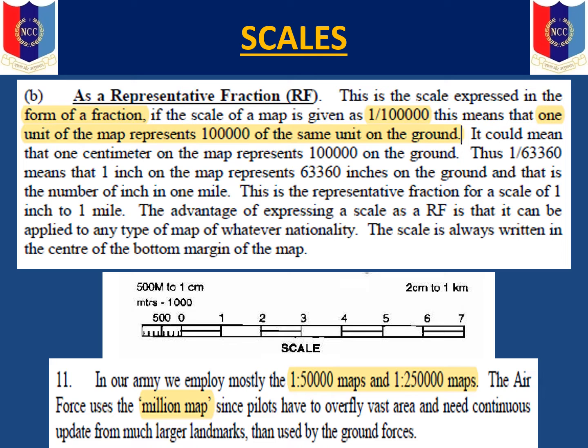In the army, we employ mostly the 1:50,000 maps and 1:250,000 maps. 1:50,000 maps, if you convert that into words, it will be 1 kilometer is to 2 centimeters. So 1 kilometer on ground is represented by 2 centimeters on the map sheet.